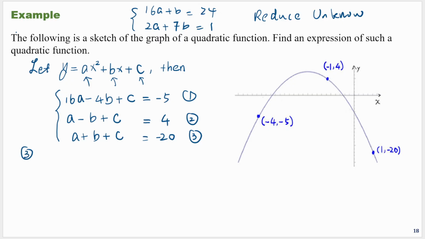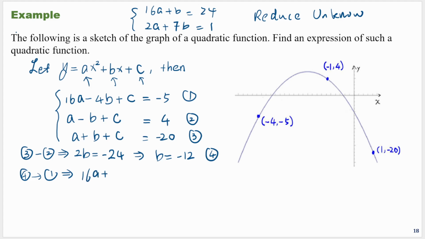So we can use equation number three minus equation number two. This will give you 2b equals negative 24. And actually, we can directly solve b, which is negative 12. Then let's call this number 4. Then we can insert it into equation number 1, which will give you 16a plus 48 plus c equals negative 5. Simplify to 16a plus c equals negative 53.